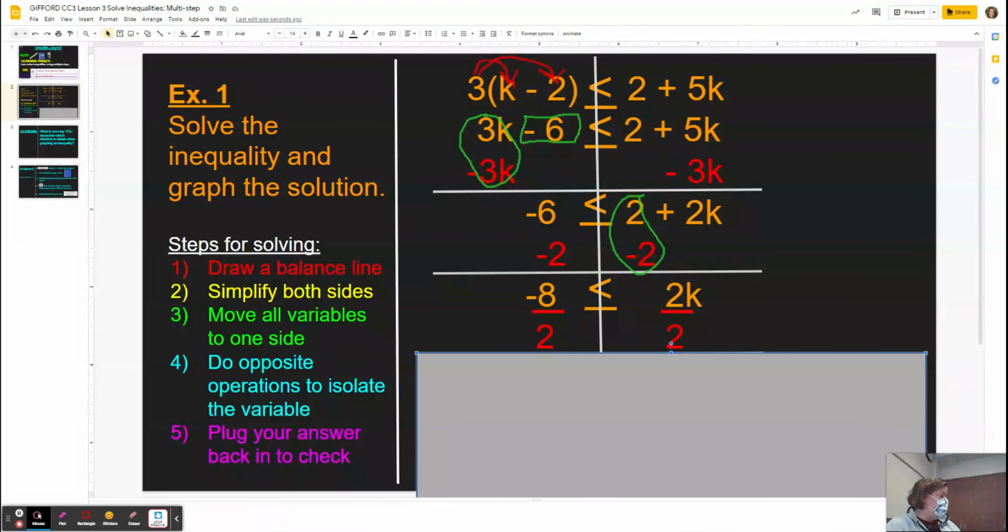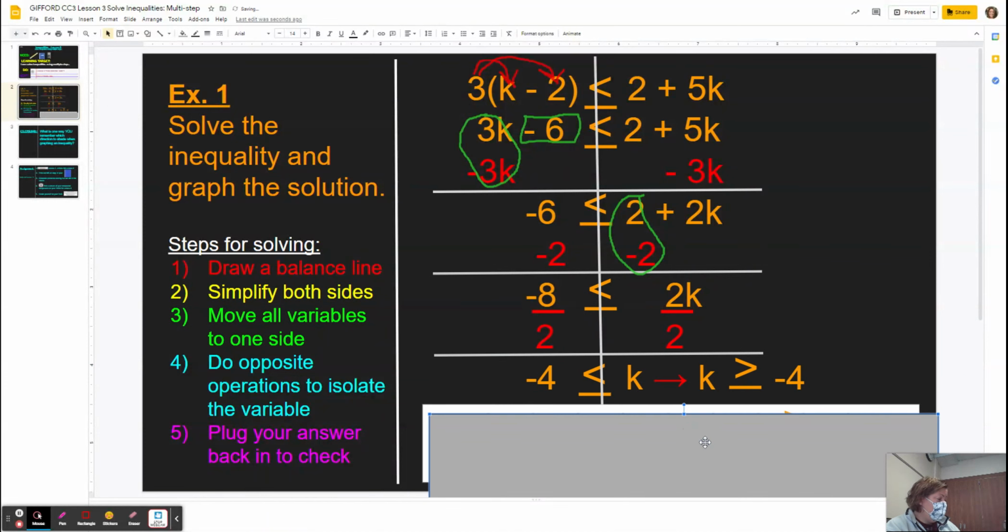And -8 divided by 2 is positive or negative? Try again. Negative. So -4 is less than or equal to k.